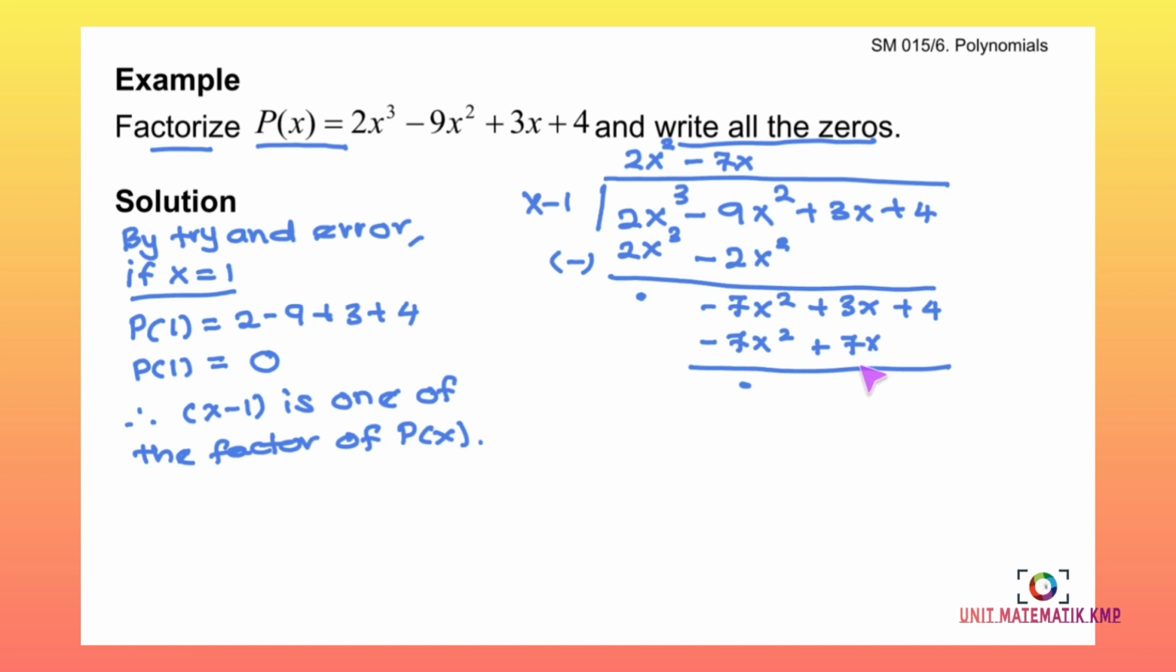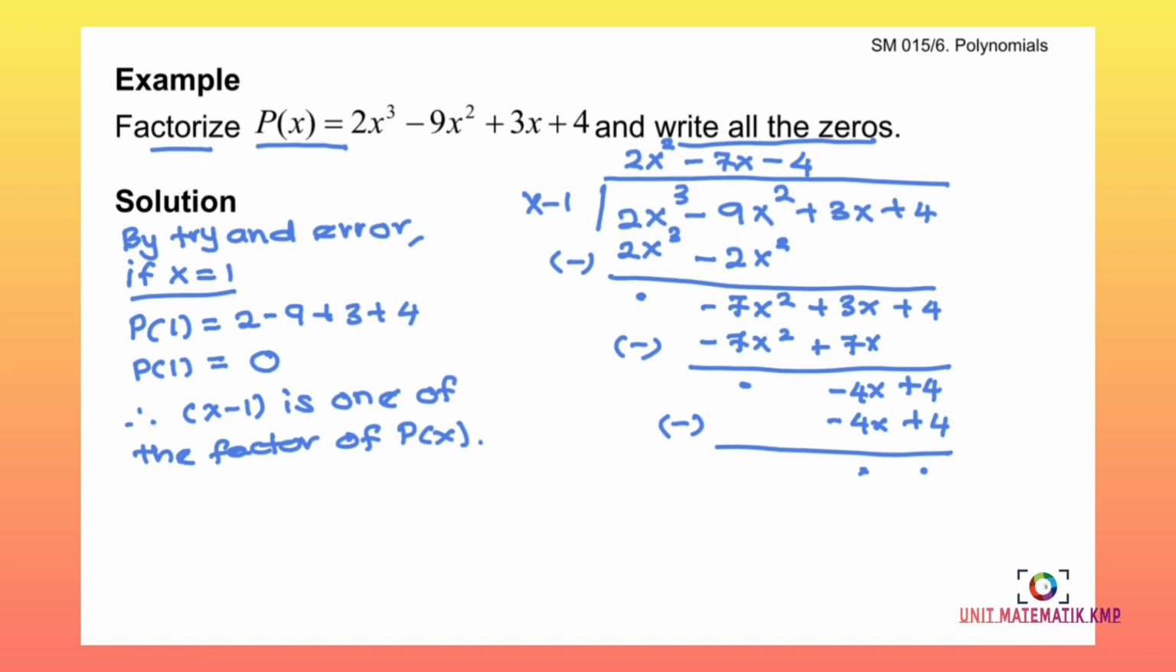So 3 minus 7, the operation here is subtraction, is negative 4x, and bring down number 4. So x times what equals negative 4x? x times negative 4, is it right? So we have negative 4x. Negative 4 times negative 1, we have the answer positive 4. So subtract here, the answer will be 0, which means no remainder.